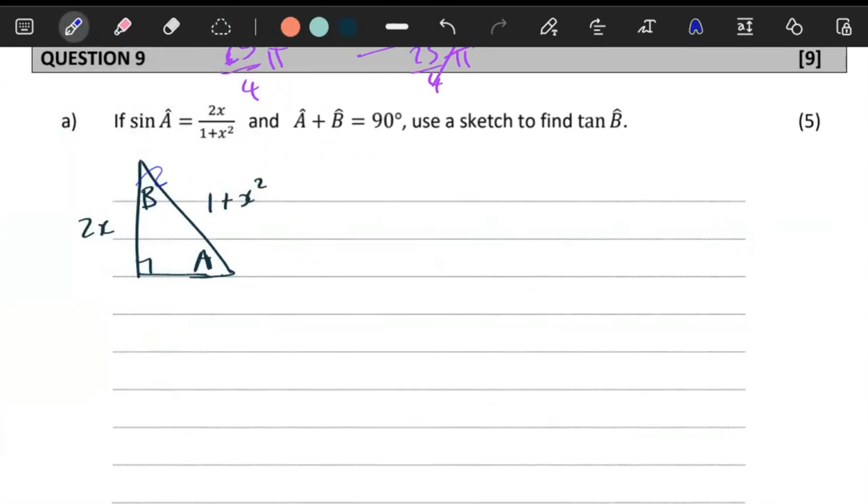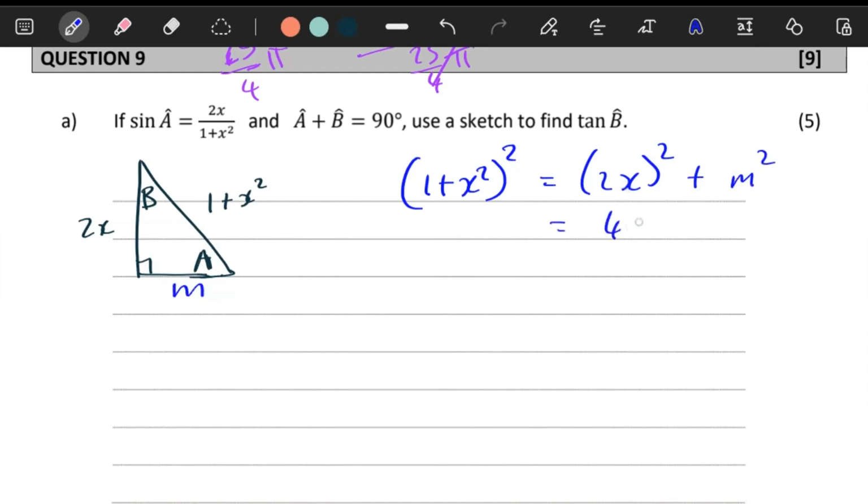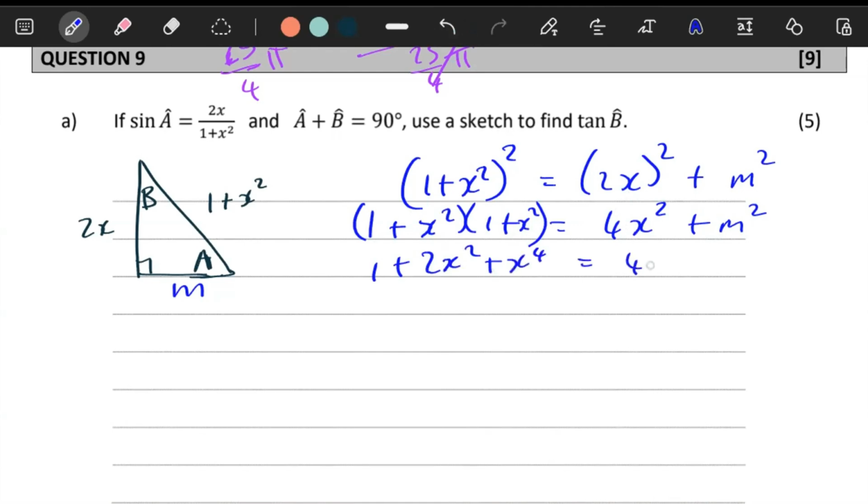The hypotenuse is the line AB, right? So this here squared is equal to 2x squared plus, let's just label this. What can we label this? Let's use a random variable. Let's use m. So here 2x squared is like 4x squared. Want to isolate m, remember. So here, let's just leave it the way it is. But let's just see. 1 times 1 is 1. Let's just expand it. 1 times 1 is 1. 1 times this is like x squared. And then another x squared. And then x to the power 4.